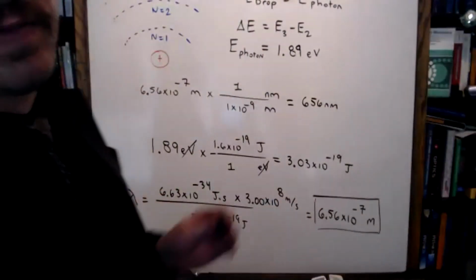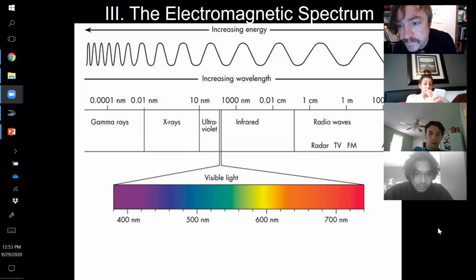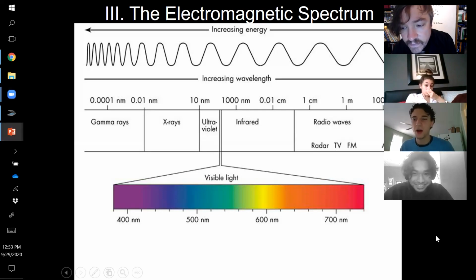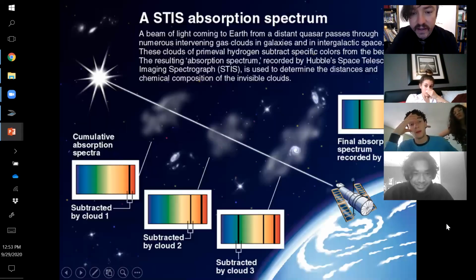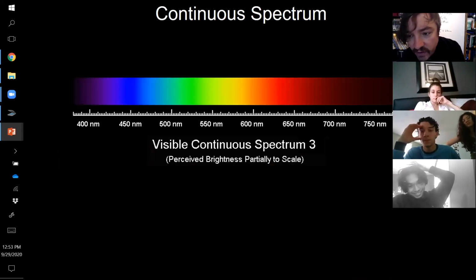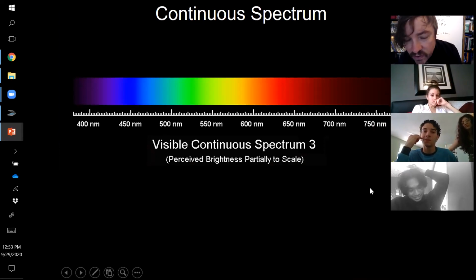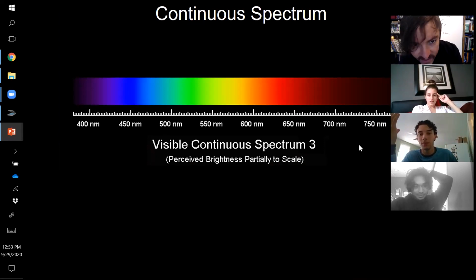In what regime of the electromagnetic spectrum is 656 nanometers found? Orange. That's not a regime. Visible. Visible light, and it is the color orange. Careful. That was made by a crappy weed-smoking artist who didn't know what they were doing. This is the real picture, okay? 656 nanometers corresponds to which color? Red. Wicked, wicked red, okay?